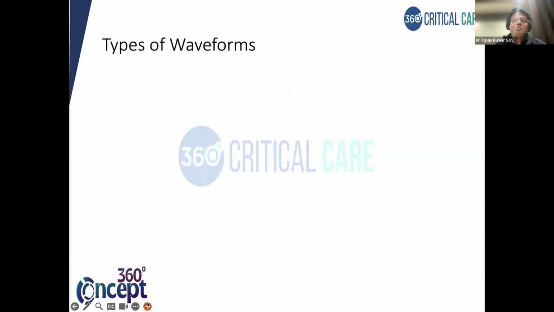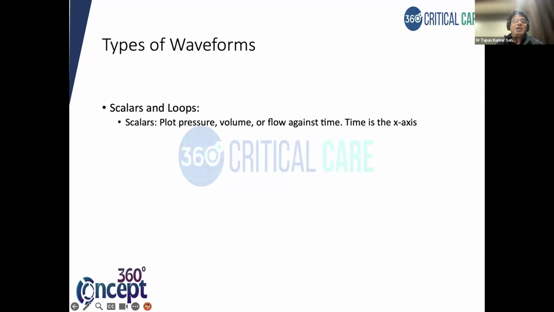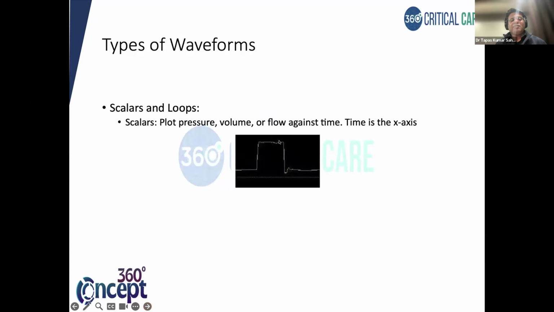Now, what are the types of waveforms? That would be something very important before going into the detailed analysis of the waveform. So the waveforms can be divided into scalars and loops. Scalars are actually plotting the pressure, the volume, and the flow against time. And here time is the x-axis. That means pressure, volume, and flow will be on the y-axis. And this is one form of scalar.